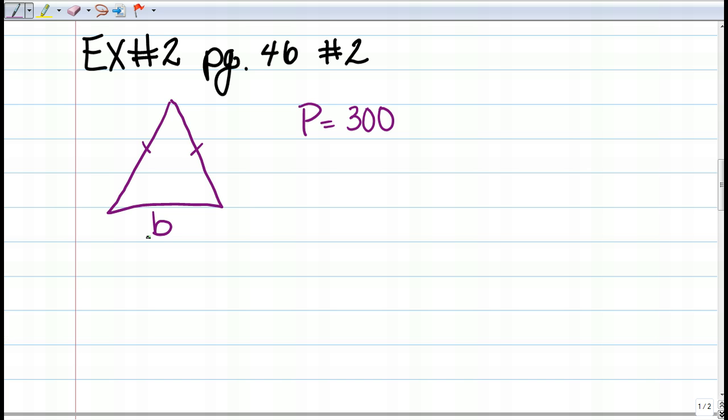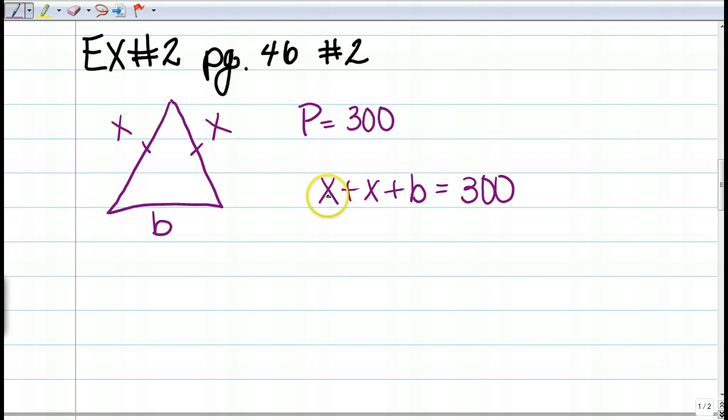Okay, so let's look at what we know. We know that the perimeter is 300. We know that these two sides must be the same, so I can make them the same variable because it's an isosceles triangle. And the question is, how long is each leg? So I know if I have the perimeter here, I can add all these sides together to equal 300 because that's the perimeter. So perimeter means I can add all the sides together, so I add them all together, and we know that it's going to equal 300 because it told me the perimeter was 300 centimeters.